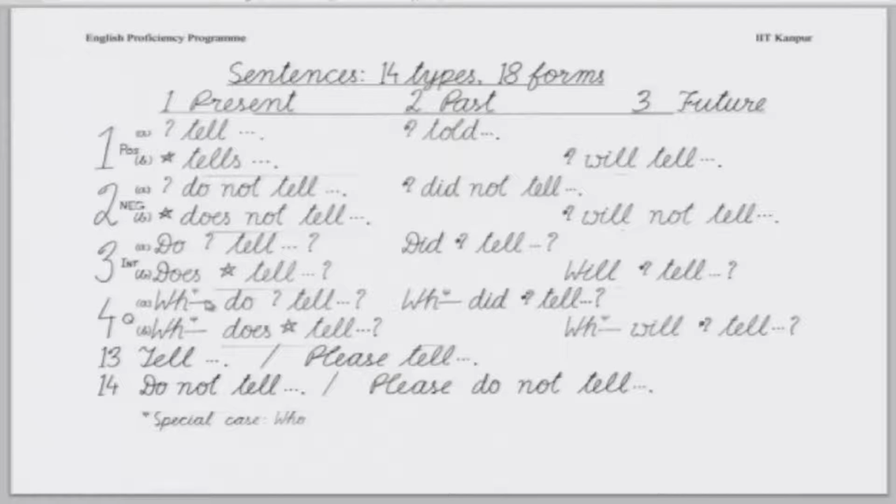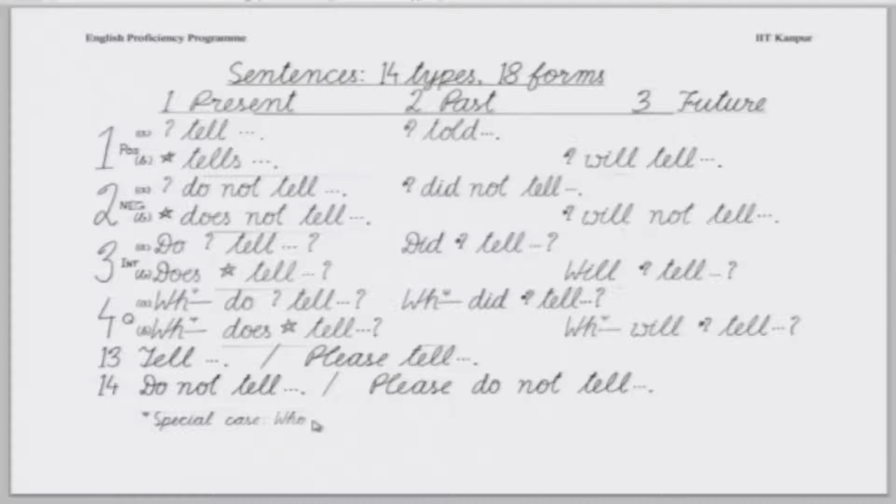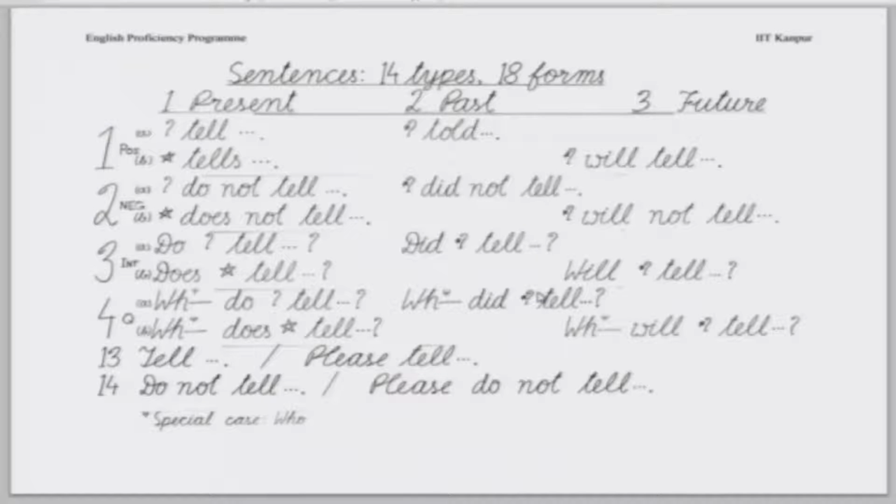Whatever we said about where, when, etc., will not work in the case where the questioning word is who, or something that sits in place of who. For example, which also may come in that place. In some situations, what also may come. Wherever the question indicates the subject itself, this structure will not work. For example, when did I tell? When did I tell? Okay, मैंने कब कहा?